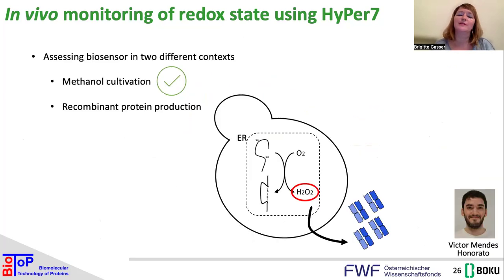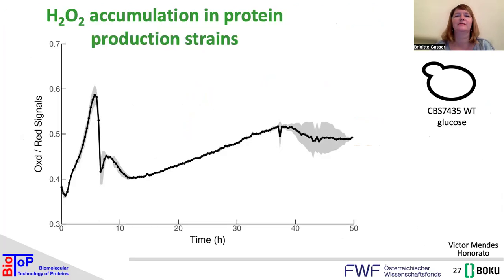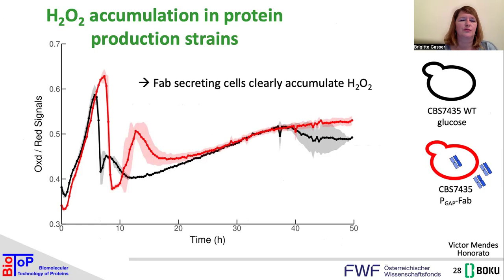So after having confirmed that the biosensor works, he decided then to finally look at recombinant protein production, and whether you also have hydrogen peroxide accumulation there. The signal here looks a bit different because the growth conditions are different. So this is again the wild type on glucose, and you see a bit of an increase because the cells are always actively growing, very fast growing. You also have more cells here. But what you could also see is that you have a change in the signal, an increase at this point here, showing that the cells were clearly accumulating hydrogen peroxide when they were secreting the recombinant protein, the Fab fragment.